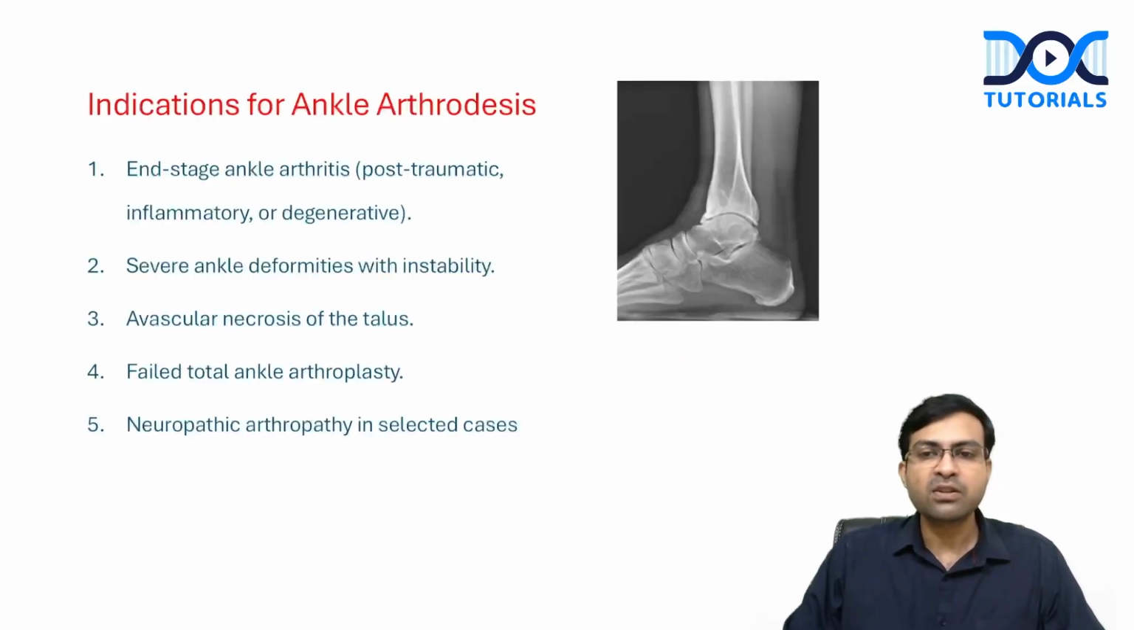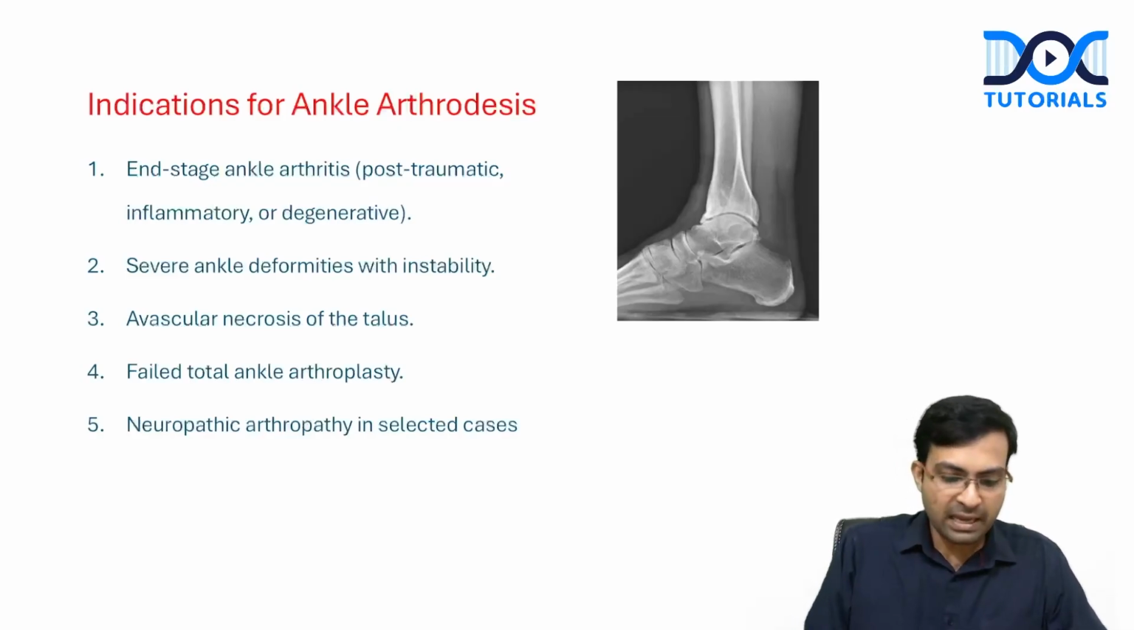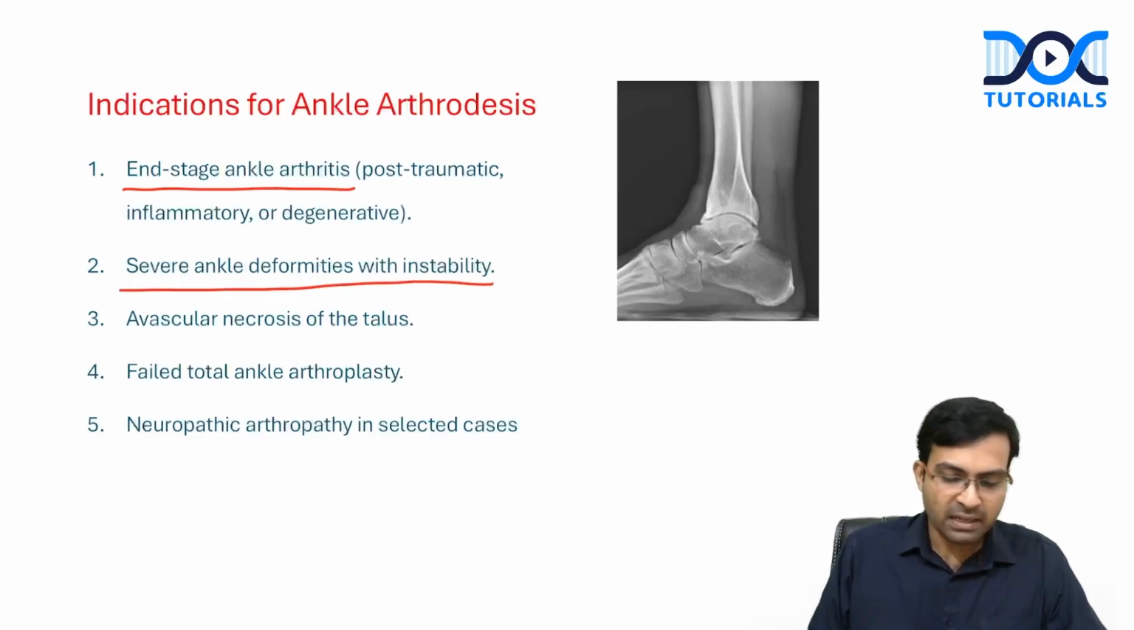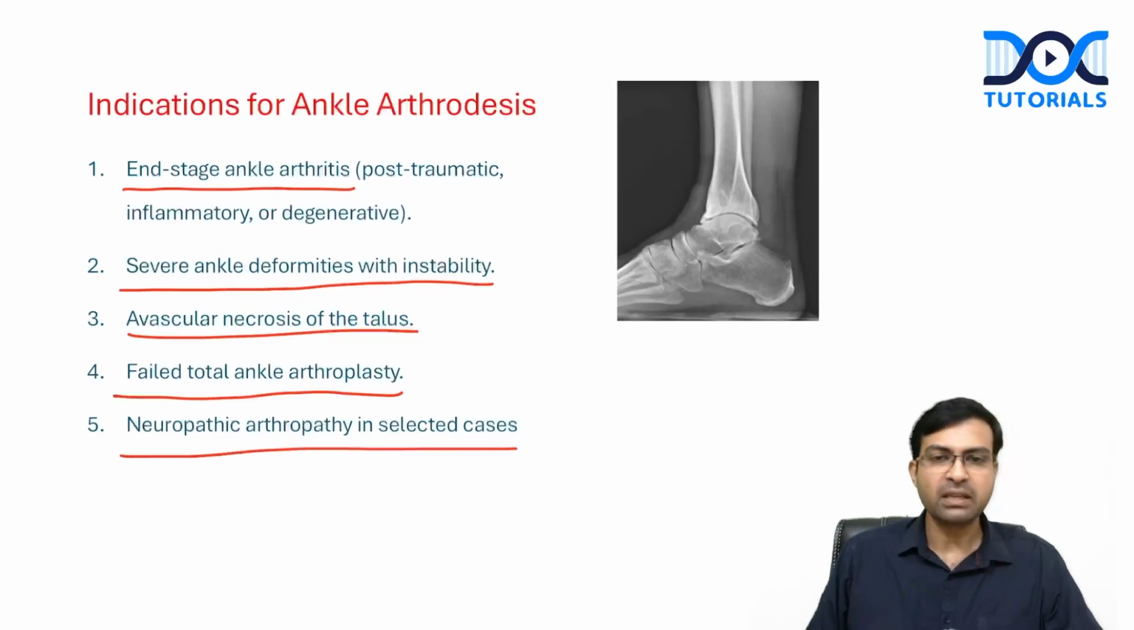So, what are the indications of ankle arthrodesis? As we all know, the most important indication is end stage ankle arthritis. This could be either a post traumatic, an inflammatory, or a degenerative case. Whatever the condition may be, for any end stage ankle arthritis, you have to think about the need for an arthrodesis. Then severe ankle deformities with instability, avascular necrosis of the talus, failed total ankle arthroplasty, and neuropathic arthropathy. Neuropathic arthropathy is basically a Charcot's joint. In all cases of Charcot's joint, we cannot do an arthrodesis, but in selected cases, we can definitely try.